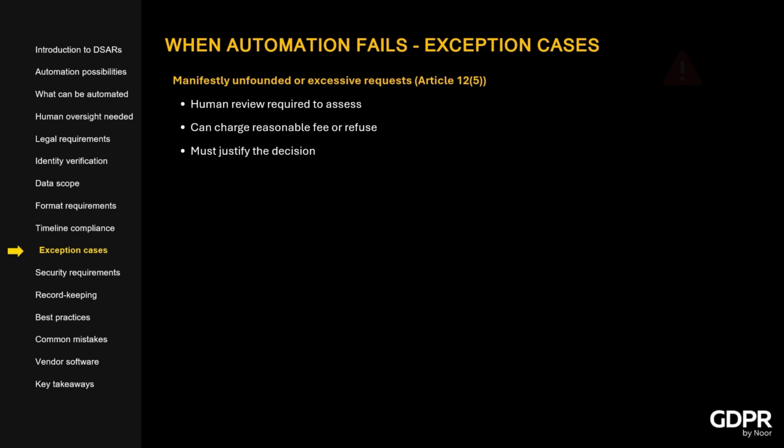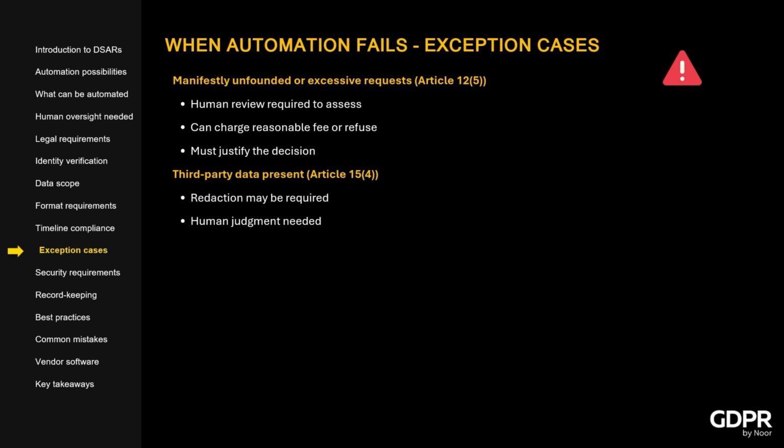Automated DSAR systems will still encounter cases that require human intervention, such as manifestly unfounded or excessive requests. Examples include repeated identical requests. You may charge a fee or refuse, but only after human review and documenting this justification. Automation cannot make this decision. Third-party data: if the requester's data includes information about other people, you may need to redact it to protect their rights and freedoms. Deciding what to redact requires human judgment.